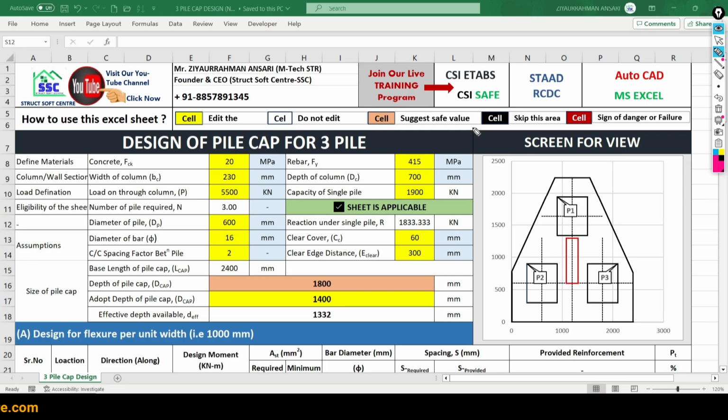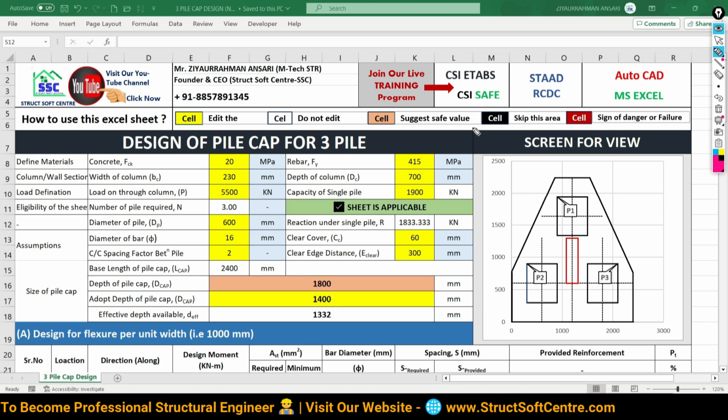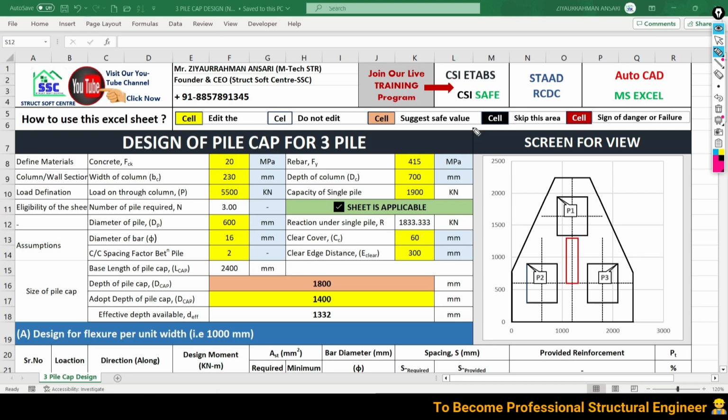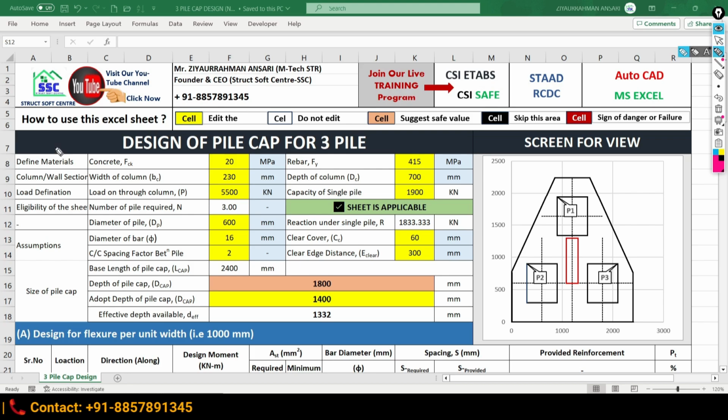Now it's time to discuss an important tool by which you can design the pile cap for 3 piles in just 3 to 5 minutes. But if suppose you are going to do the same calculation, same design by manual approach, it will take about 1 to 2 hours for completing the design from start to end. So this is a very important tool by which you can save your time. So first of all, try to understand how you can use this Excel sheet.